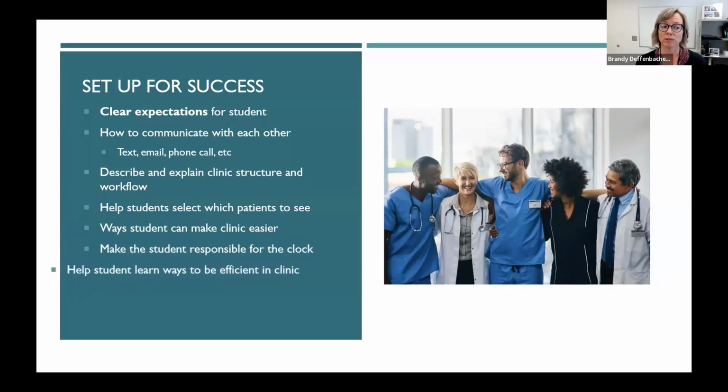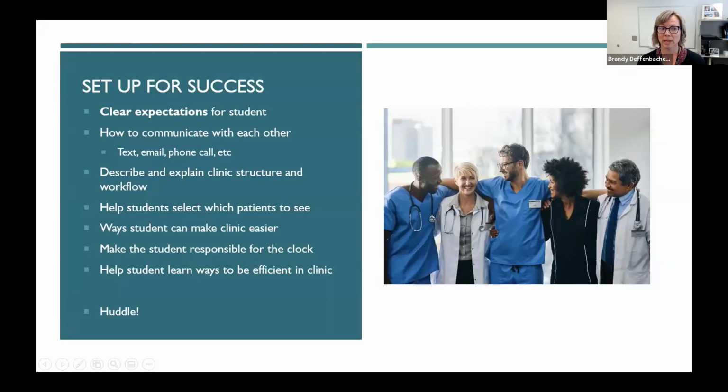One of them is also around making them responsible for the clock. So it's really easy as a provider to lose track of time when you're in a room with a patient. But if a student is there, they can help keep you on track. And then also help them learn other ways to be efficient in clinic. And again, we'll go through some of these ideas in just a few minutes.